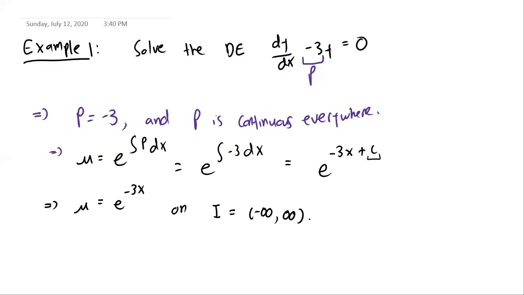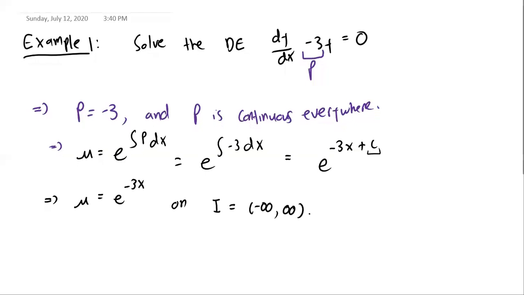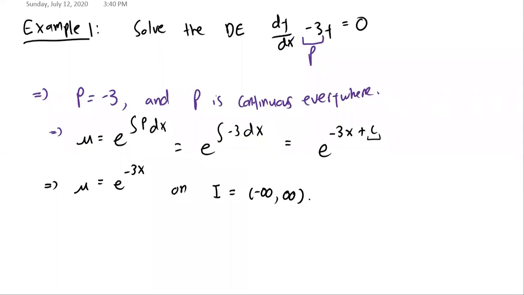Once we found mu, then it's very easy to find the general solution. Why? Because remember what we did was multiply both sides of the differential equation by mu. So multiplying both sides by mu, let me just write what mu is. We get e to the negative 3x times dy dx minus 3y equals negative e to the negative 3x times 0.